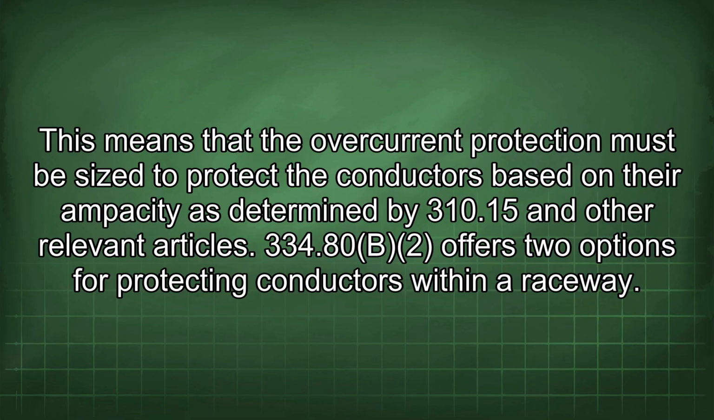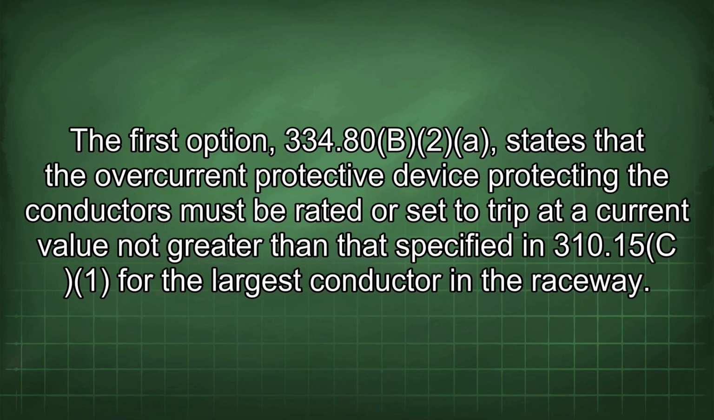334.80(B)(2) offers two options for protecting conductors within a raceway. The first option states that the overcurrent protective device protecting the conductors must be rated or set to trip at a current value not greater than that specified in 310.15 for the largest conductor in the raceway.